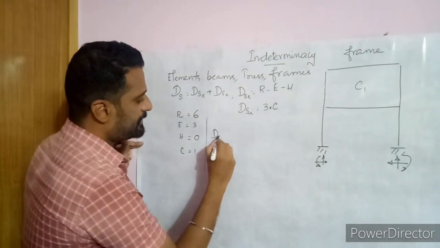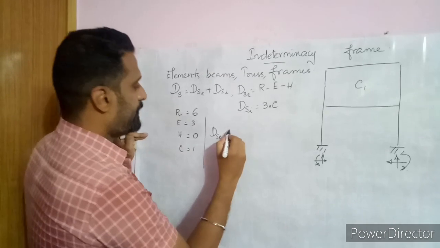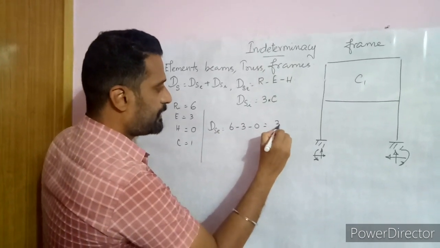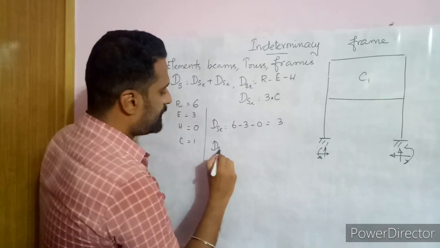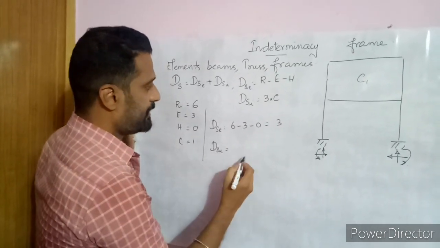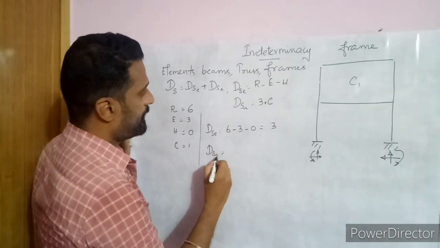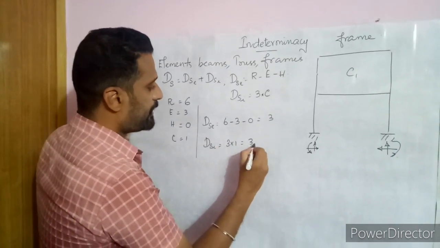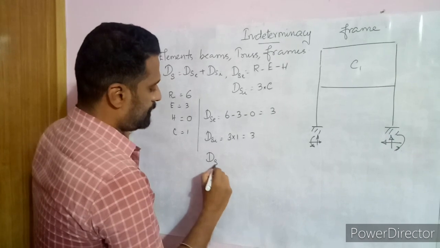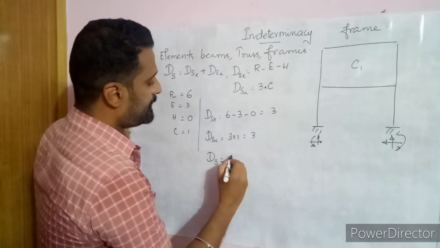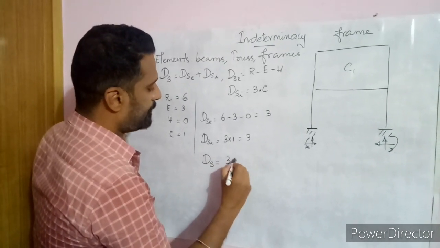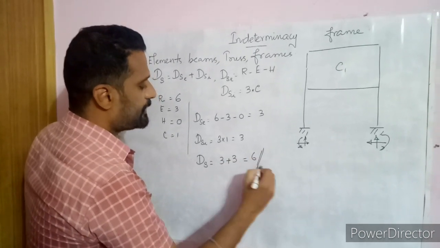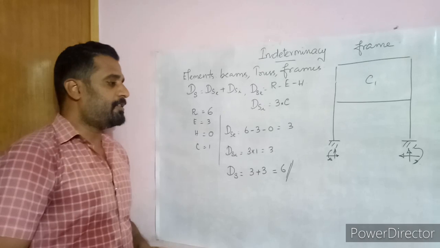So the degree of statical external indeterminacy is reactions 6 minus 3 minus 0, which is 3. And the degree of internal statical indeterminacy is 3 into C, where C is the closed loop, which is 1, so which is 3. So the total degree of indeterminacy is external static indeterminacy plus internal static indeterminacy, which is equal to 6.